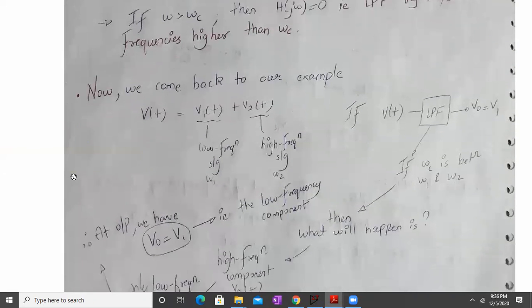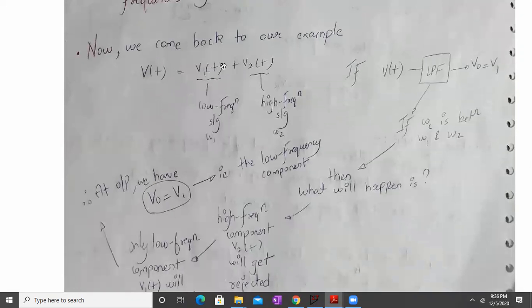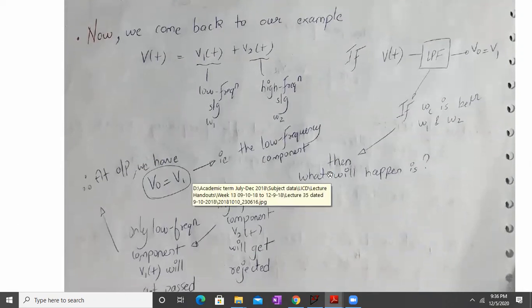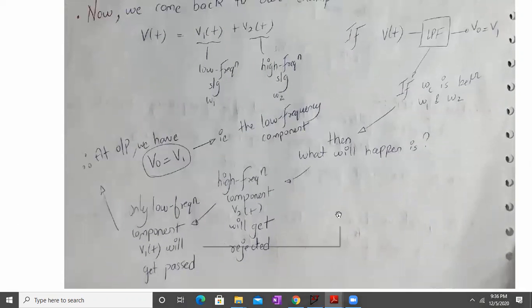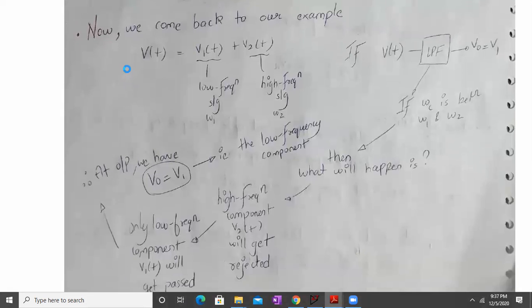Now we'll come back to the same example. You remember V of t was V1 of t plus V2 of t. V1 of t was the low frequency component with frequency omega 1, and V2 of t was the high frequency component with frequency omega 2. If we apply V of t to the low pass filter, the output will be V1 of t. We will have an output equal to the low frequency component, whereas the high frequency component will get rejected. Only the low frequency component will get passed. This is the concept of a filter circuit.